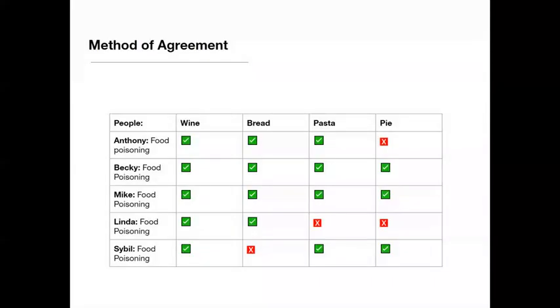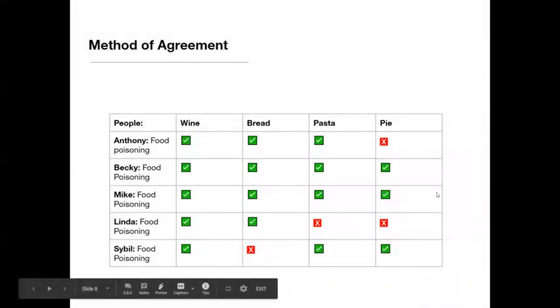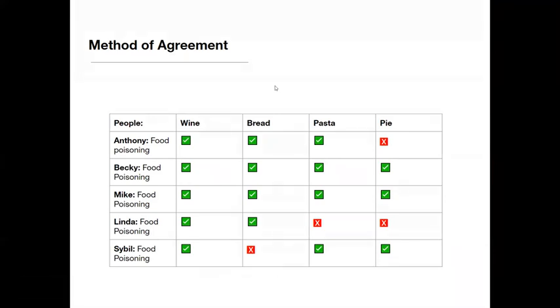So if we were to make a graph or a chart, assuming this is Anthony's family, what's the one thing that we all have in common, in agreement? Well, we all had the wine, right? We didn't all have the bread, we didn't all have the pasta, and we didn't all have the pie, but we all had the wine in common. And all five of us are sick, and all 5 of us had the wine. Mill calls this the method of agreement. So obviously this kind of reasoning is quite common.